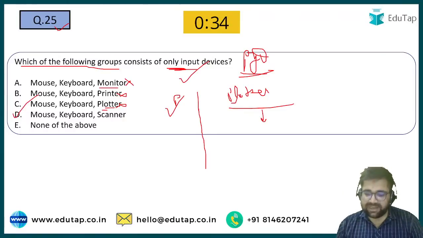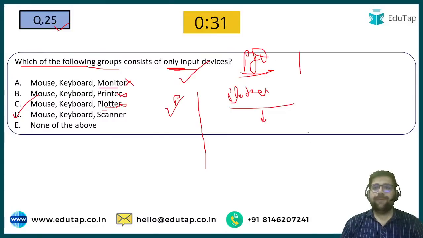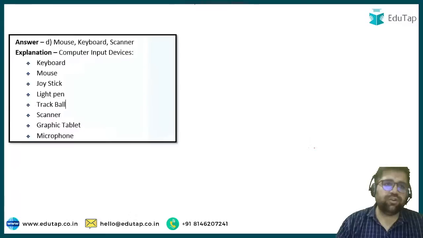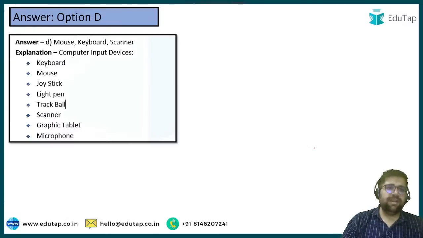Yes, Ravi is getting good. Flex banners. Okay, for example, these are the big, big banners which we have to print. That will come with the help of plotters only. Okay, so the answer was option number D.